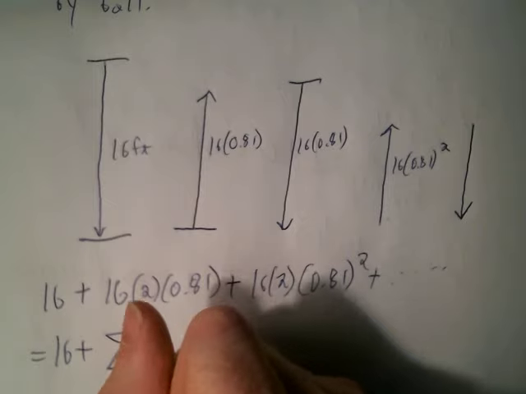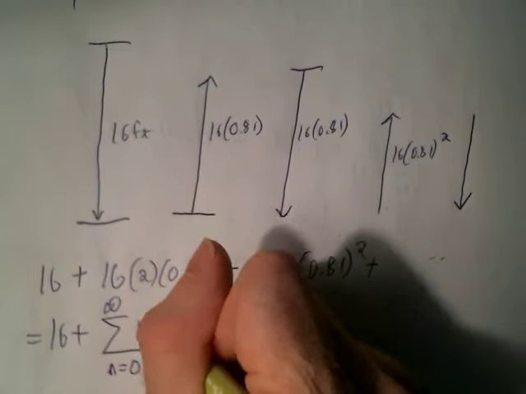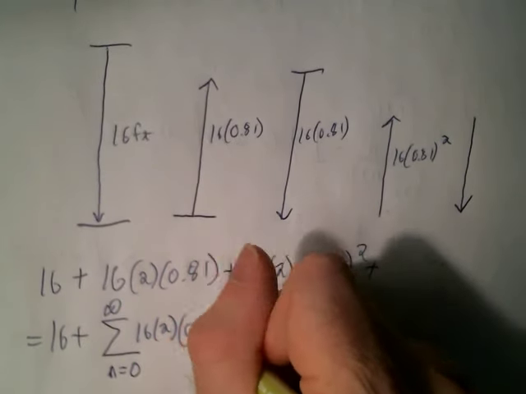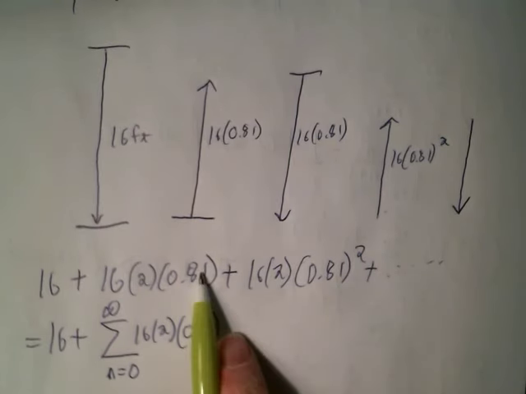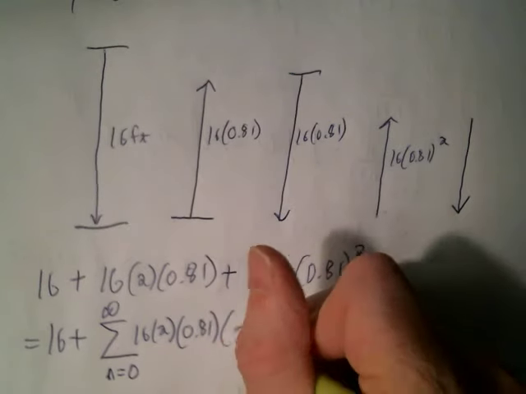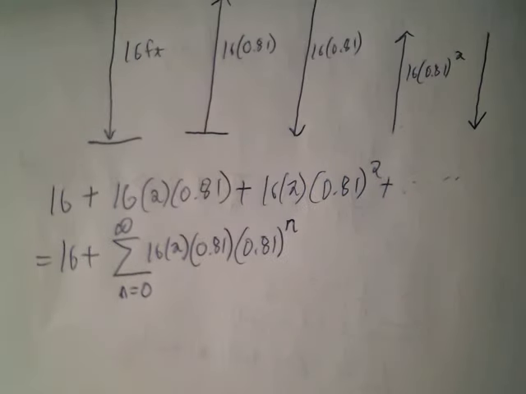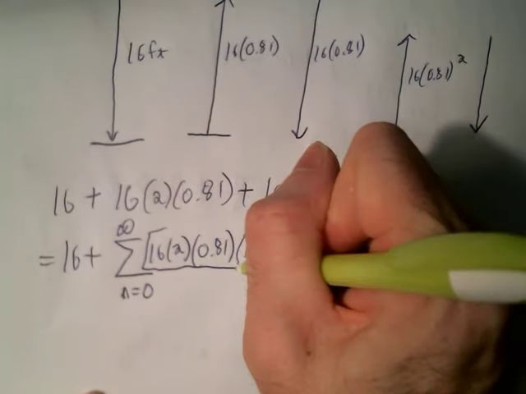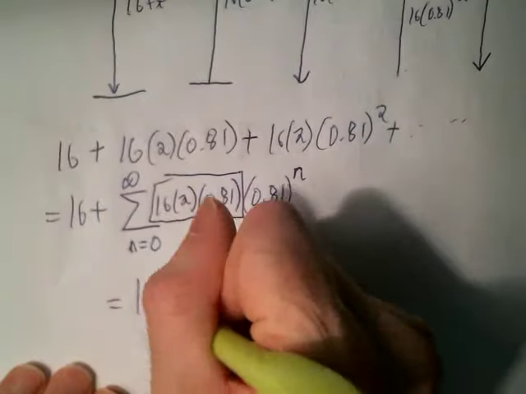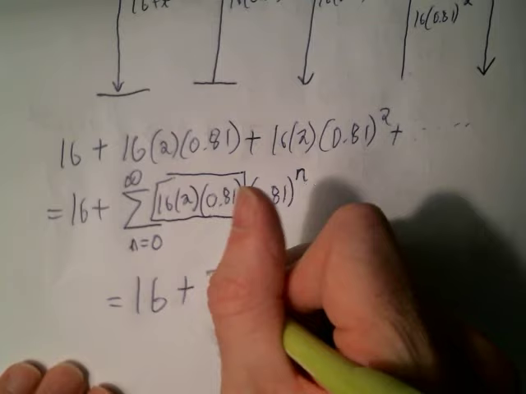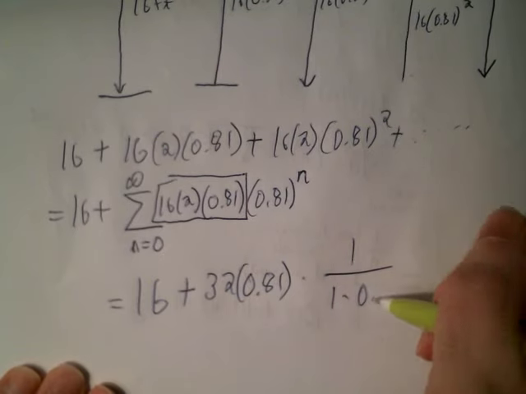Okay? So I go n equals 0 to infinity. I have 16 times 2 times a, which will be 0.81, times r, which is the ratio of these two, which is 0.81 squared over 0.81, which is just 0.81. And this becomes basically your a value, and this will be convergent because 0.81 is less than 1. So this will equal 16 plus 32 times 0.81 times 1 all over 1 minus 0.81.